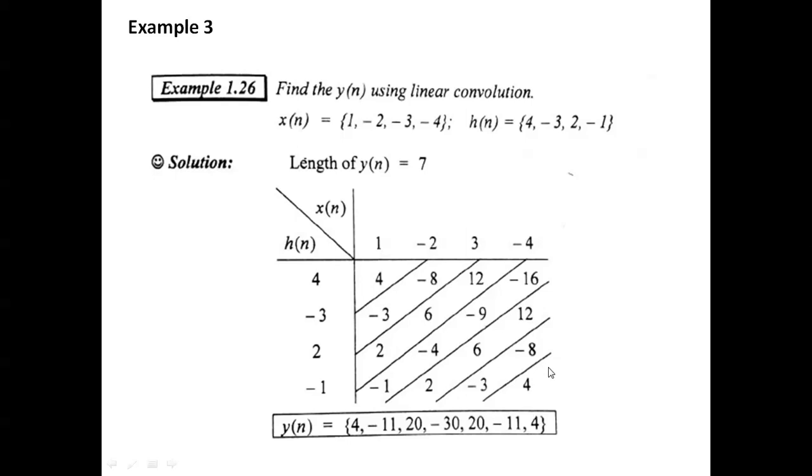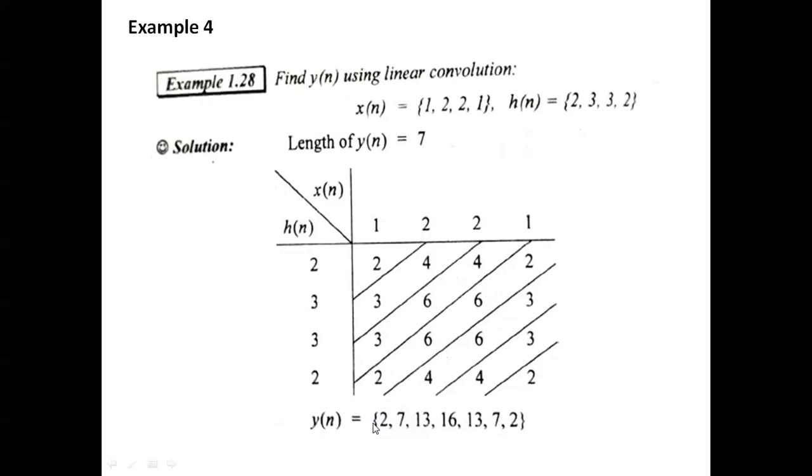For linear convolution, we are using the tabular method. You can use graphical representation, the tabular method and others, depending on the situation. In the tabulation method, again you use the L plus M minus 1 formula, and you get the length of the sequence as 7. Then in the table, x of n is written on top and h of n on the left side. Draw the diagonal lines and you get the y of n values.